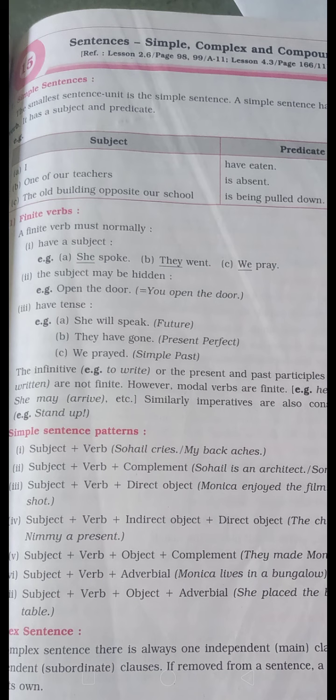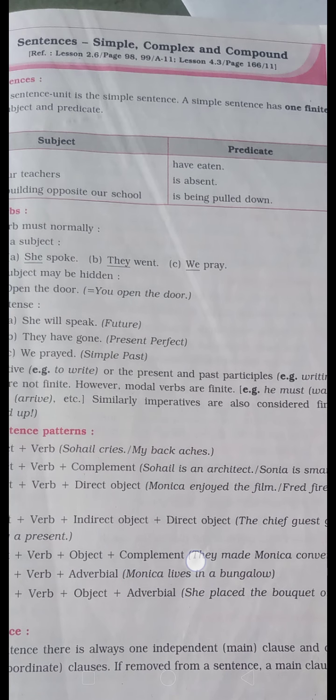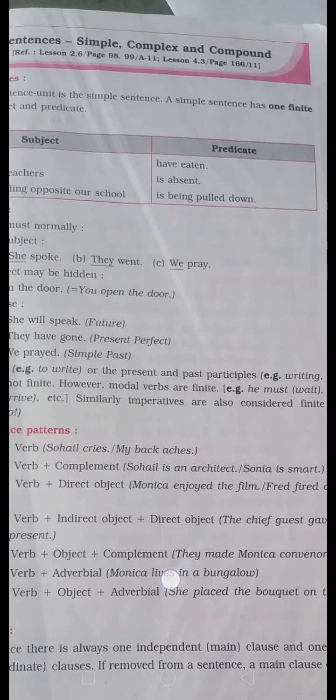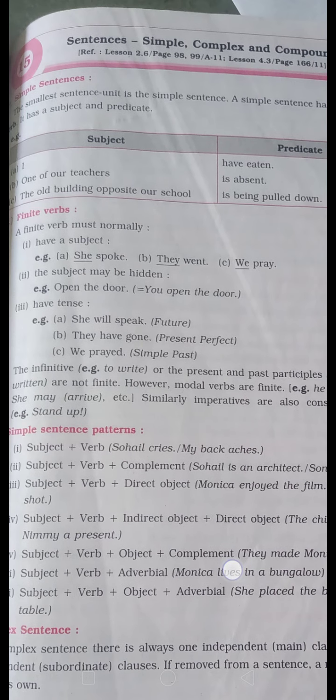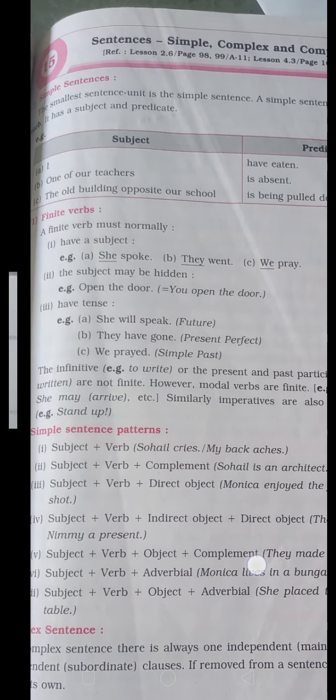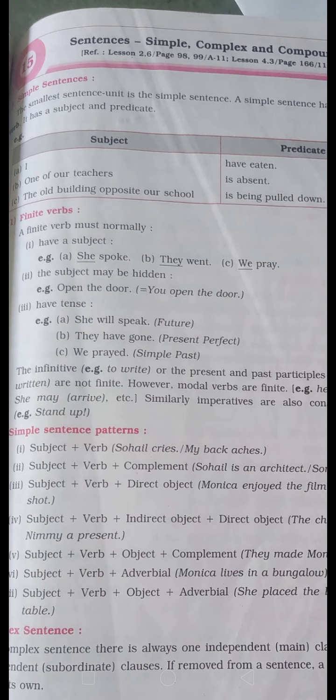Now see the simple sentence patterns. There are different patterns of the simple sentence. Sometimes there is only subject plus verb. Sometimes the sentence contains subject plus verb plus complement. For example, "Sohail is an architect." Here, an architect is the complement for Sohail.